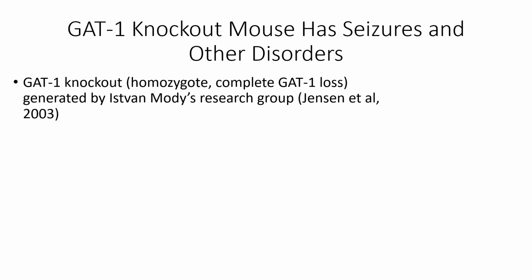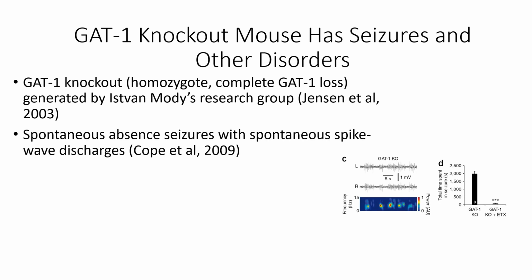As some of the presenters mentioned today, a GAT1 knockout mouse has been present in the field for a while, and that tells us a lot about how important GAT1 is for brain function. So at first it was published in 2003, generated by Istvan Modi's research group. And this mouse has been shown to have absence seizures, as actually Dr. Gray very well has shown us today. But also this has been mentioned in the Cope et al. paper.